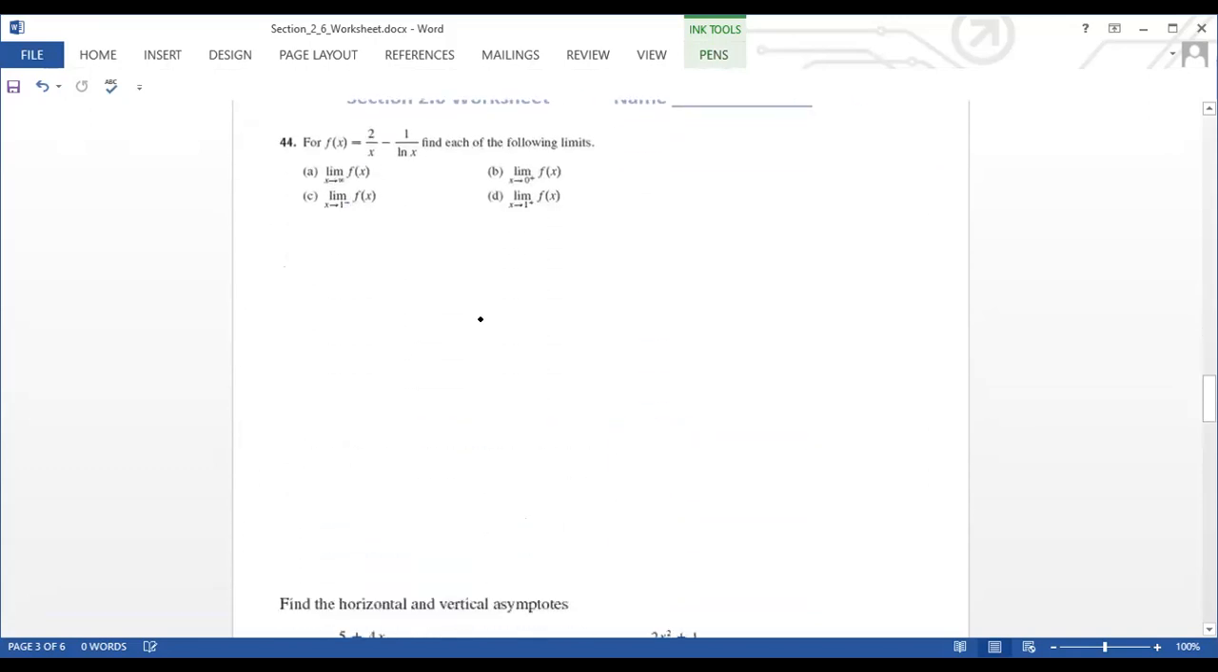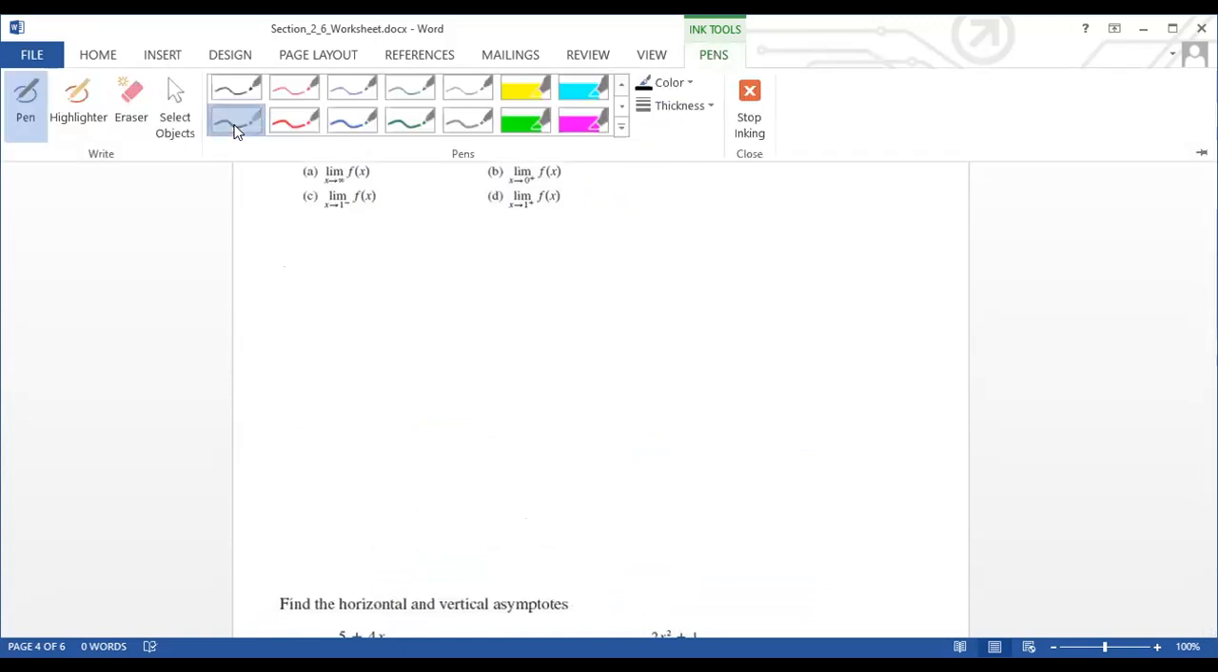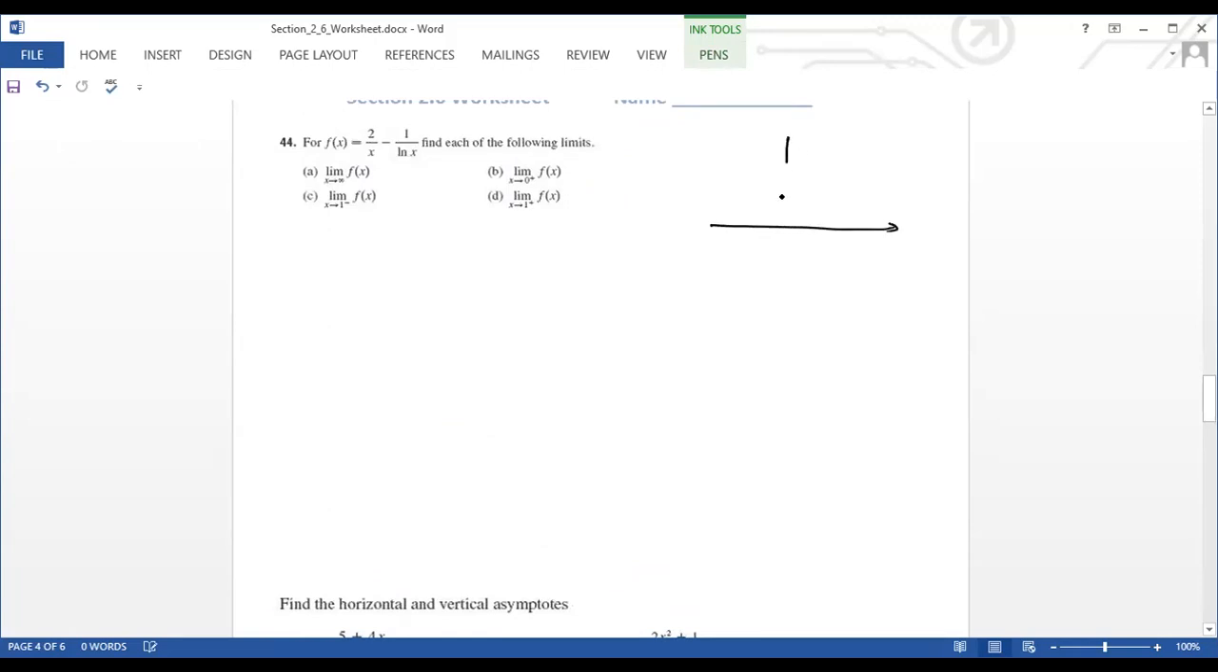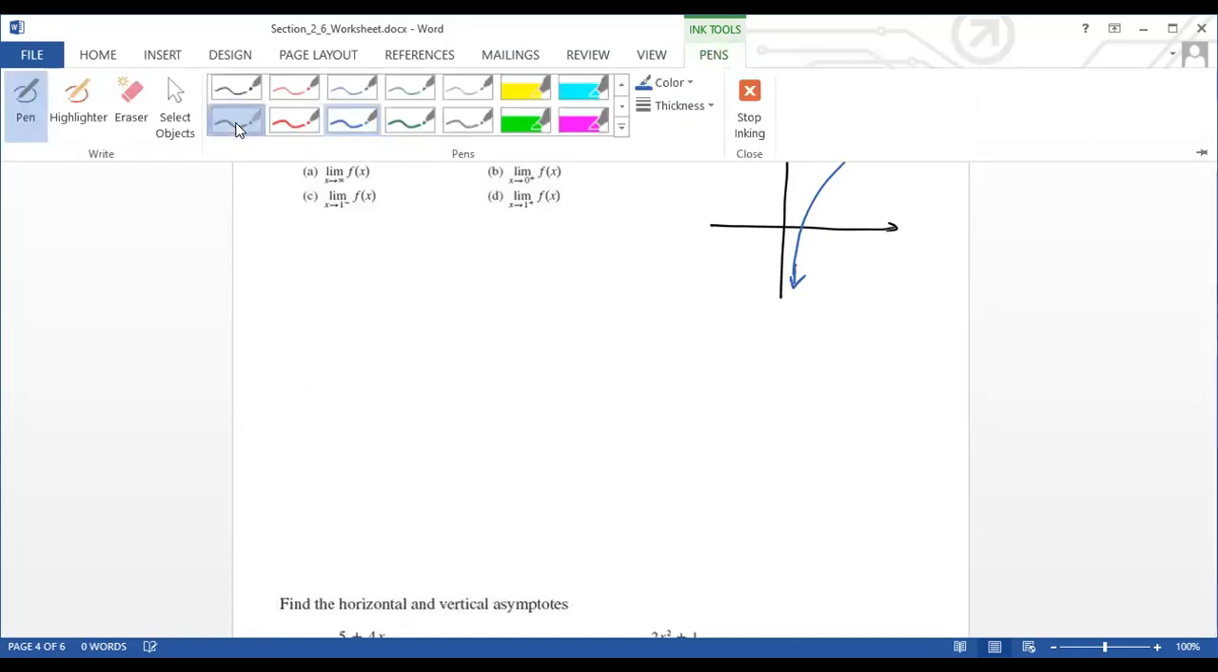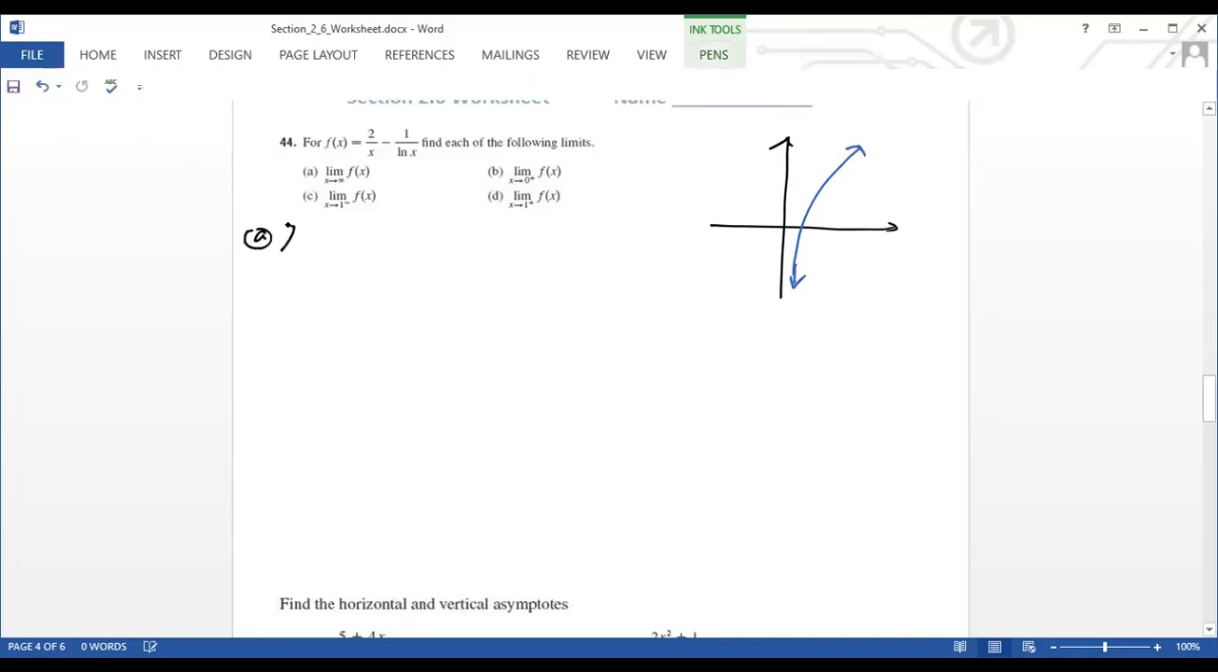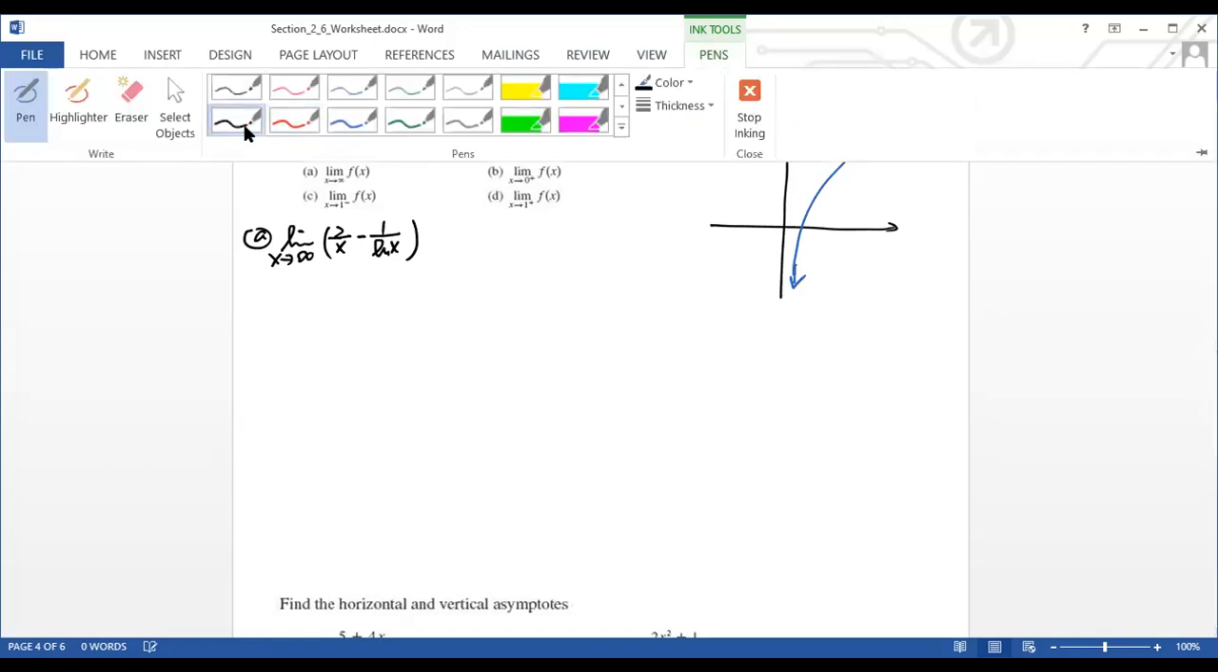Okay, so now let's take a look at the natural log again, right? They love natural log because natural log has a very good character. Now let's take a look at these ones here. Let's take a look at the first one. Let's say the limit as x approaches infinity of 2 over x minus natural log x here. So let's do it side by side.